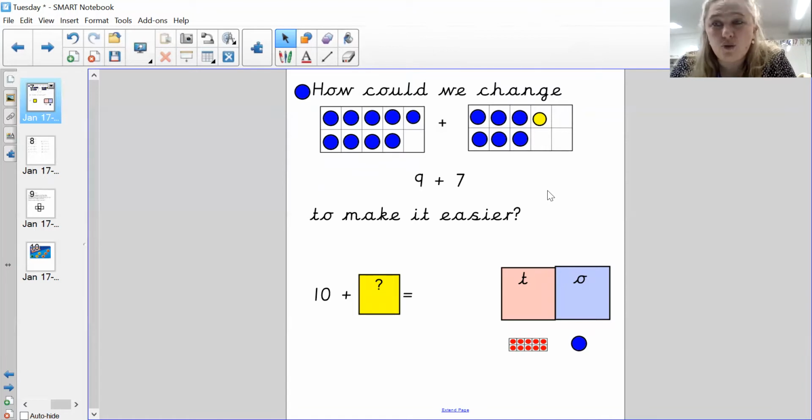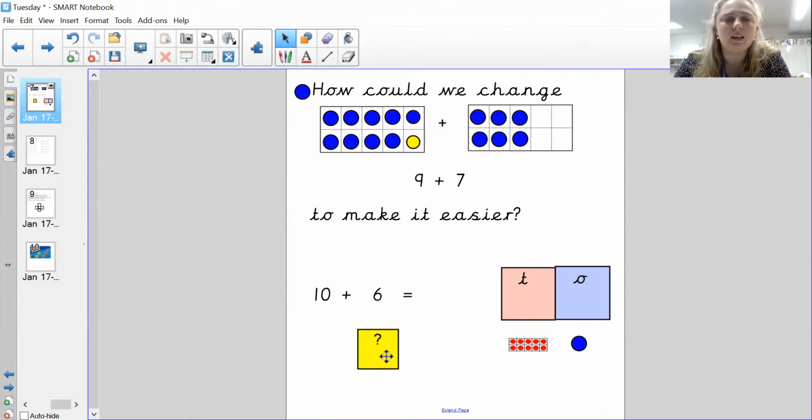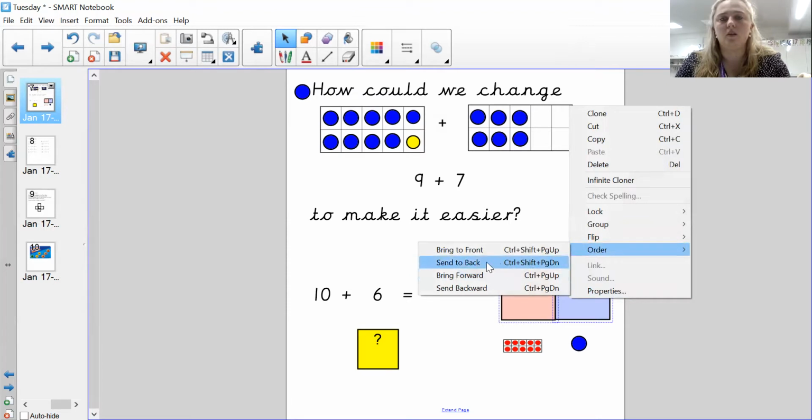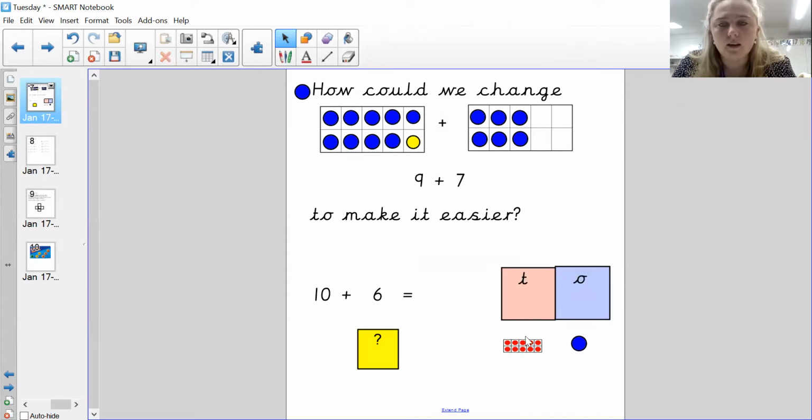Well done. Hopefully you said we could move one of our counters over here to make 10. Now we've got 10 plus 1, 2, 3, 4, 5, 6. And 10 plus 6 is so much easier, isn't it? So 10 plus 6, we've got, oh, it's happened again. Silly Miss Walker. Hold on. We've got 1 ten and 6 ones.